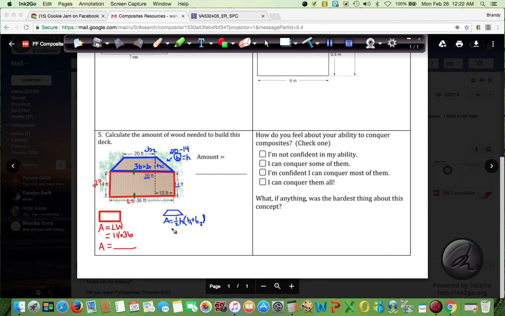Okay, so let's see what we have here. We have 1 divided by 2 times, what did we say our height was? 6. Times, now remember, you got to add first our 2 bases, and we have them up here. We said 36 and 20. Remember, it doesn't matter what you make 36 or what you make 20 because you're still going to add them first before you do anything else. Okay, so that's the area of the trapezoid.